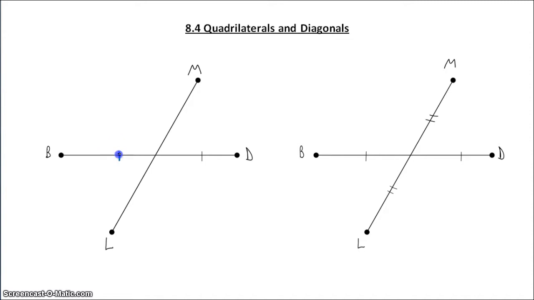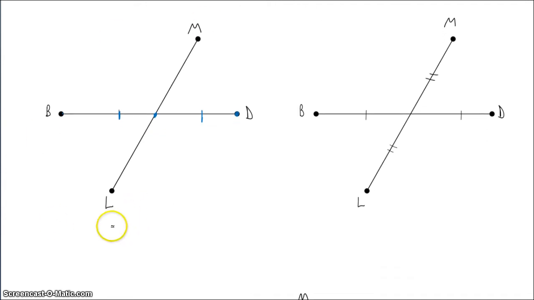We are given that this segment from B to here is congruent to the segment from D to here. So we are given that BD is being bisected. So the statement that I can make about this first diagram is that segment LM bisects segment BD. Because one of my diagonals is being bisected, that's the conclusion that I can come to based on these diagonals. One diagonal is bisected.